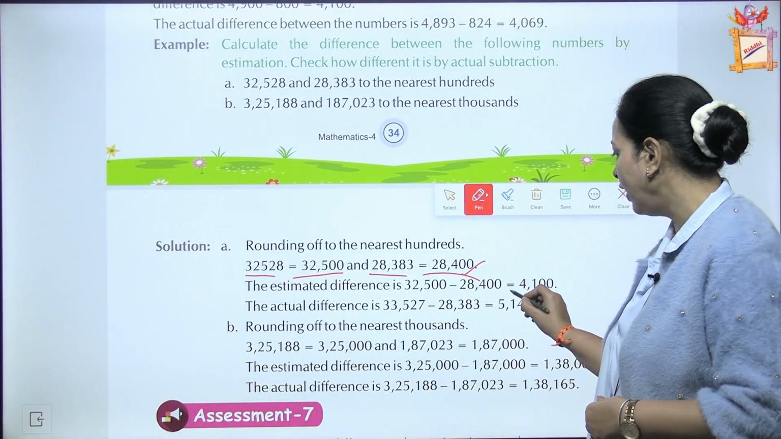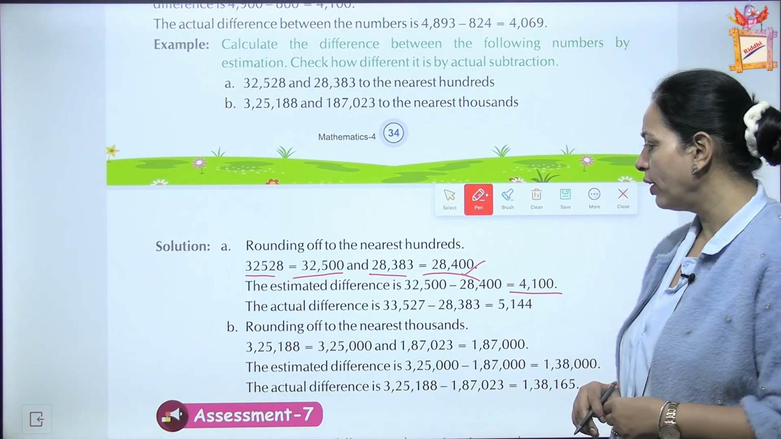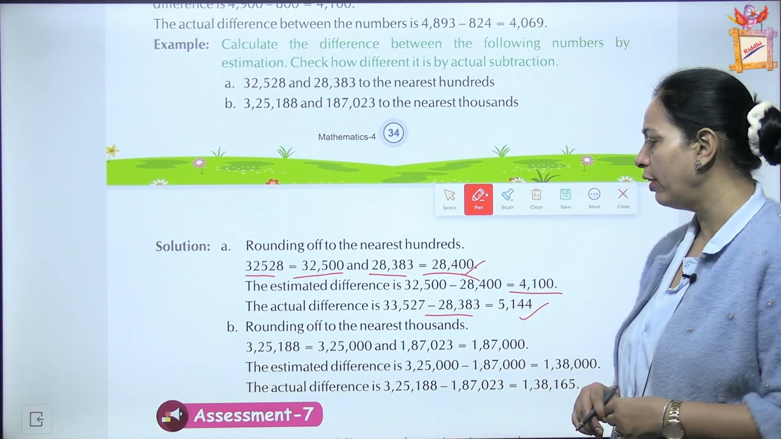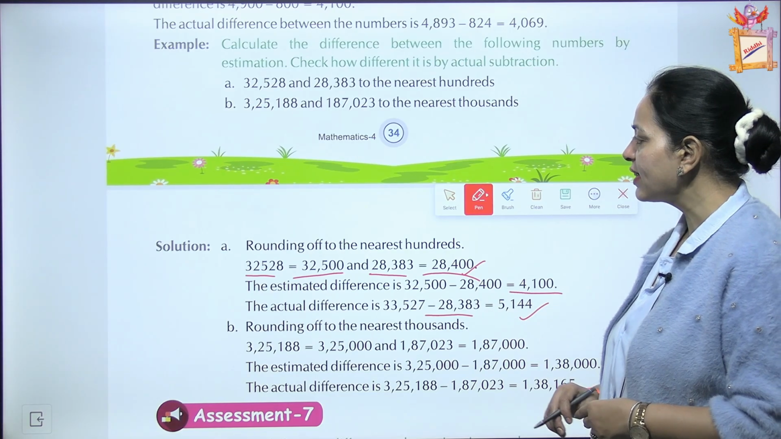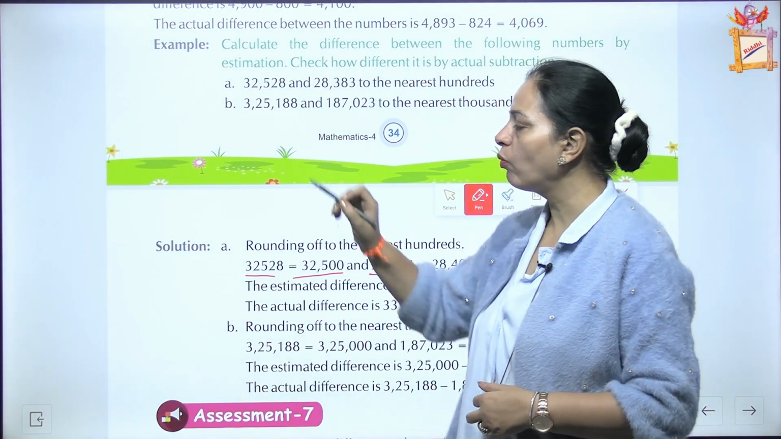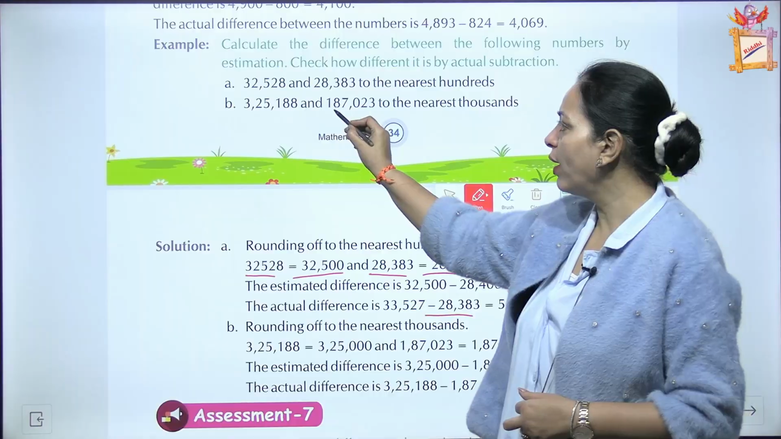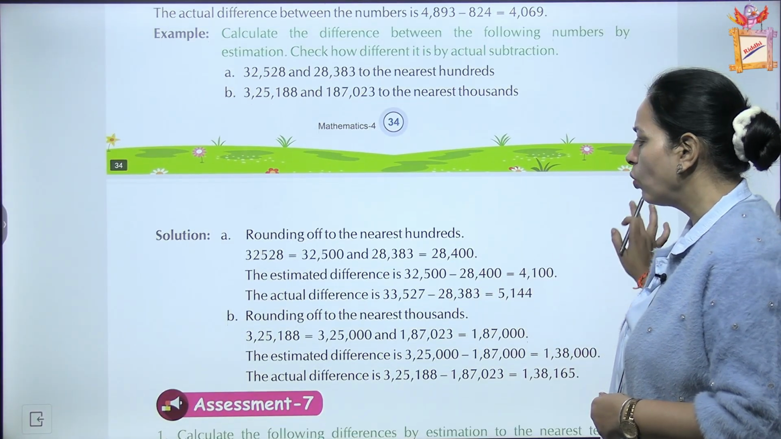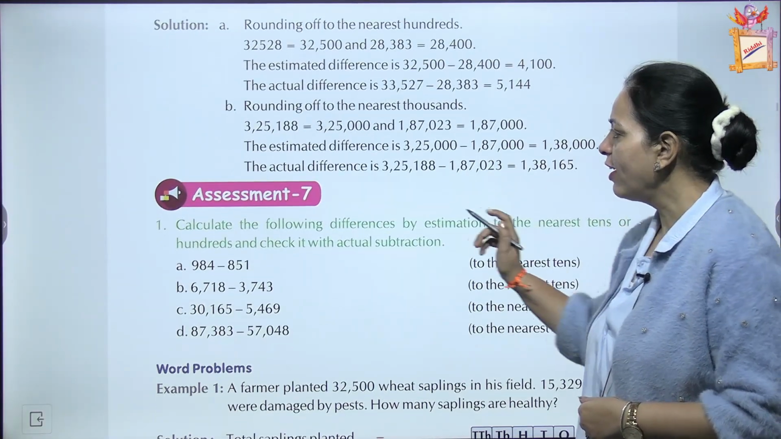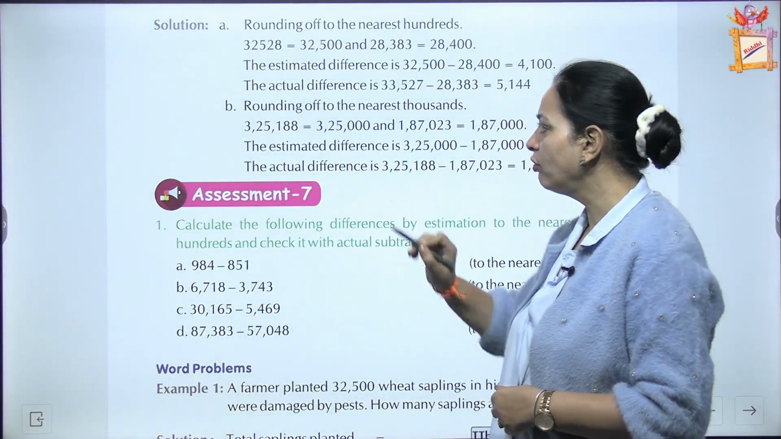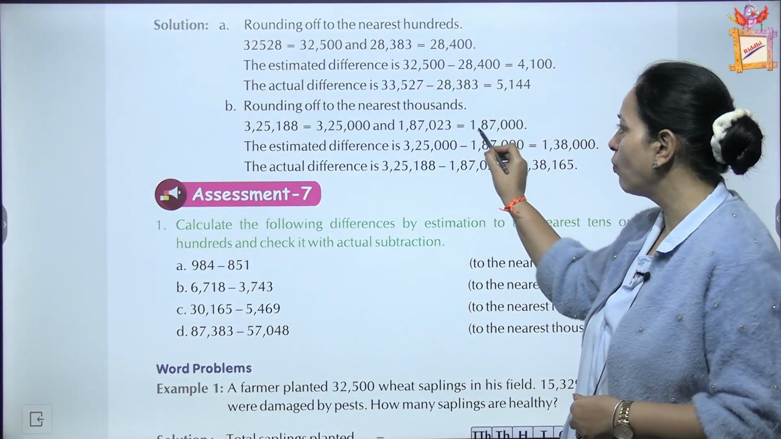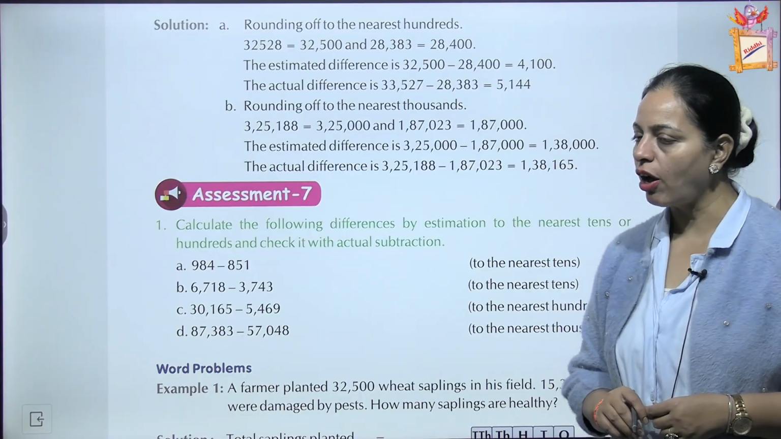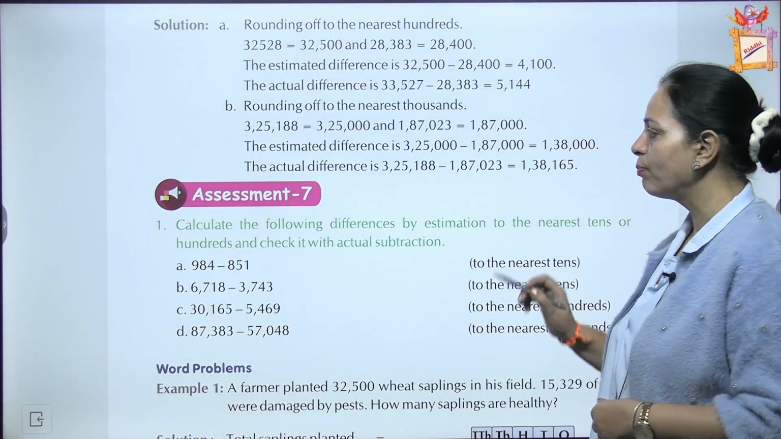दोनों को minus कर देंगे, we will get 4,100. Now actual difference, that is 5,144. Now the next is 3,25,188 and this 1,87,023 to the nearest 1000. So what to do? राउंड ऑफ करेंगे, ये आ जाएगा आपके पास 3,25,000 and this one is 1,87,000. दोनों को माइनस कर देंगे 1,38,000 and the actual difference is this one.